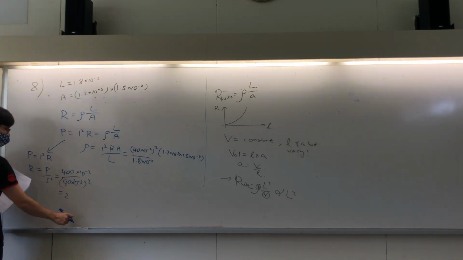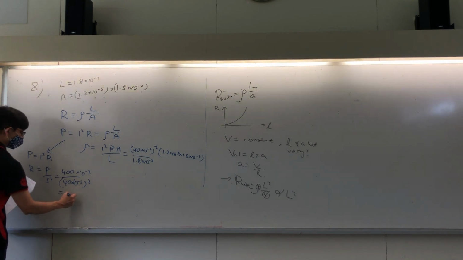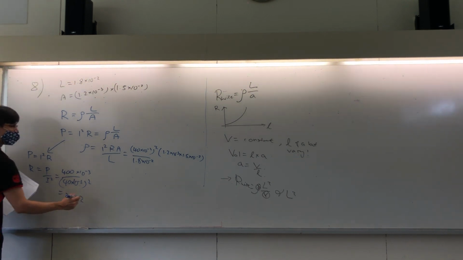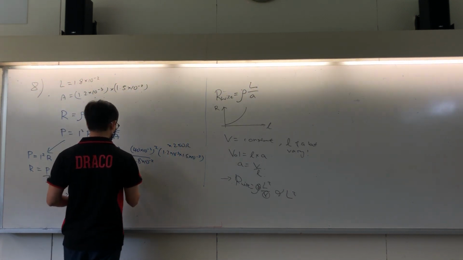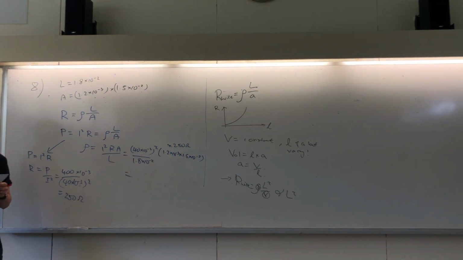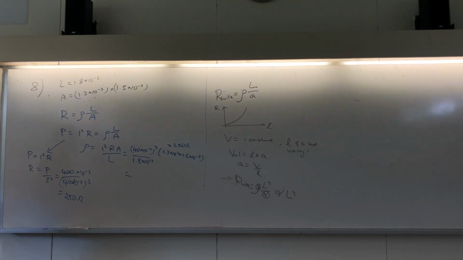Oh, because we're squaring 4. So one quarter equals, okay, 250 ohms, is it? Okay, then we can put it in, times 250 ohms. So you should be able to get a value for resistivity. You should have gotten something like 0.25 ohm meter.